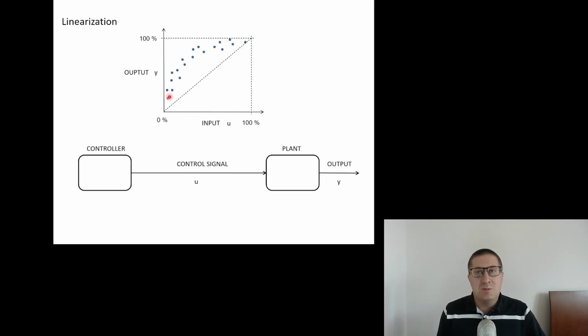PID controllers do not like such processes, right? The PID controller is tuned for a specific operating point, maybe this one, maybe this one, maybe we have different settings for this point or for this point, or maybe it's some kind of compromise between different points, but it has one algorithm, and it assumes the reality is linear. So it assumes the plant will react in the same way every time we change the control signal by X%.